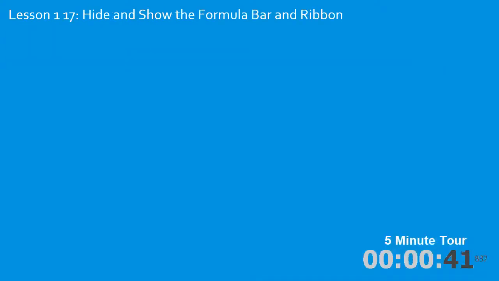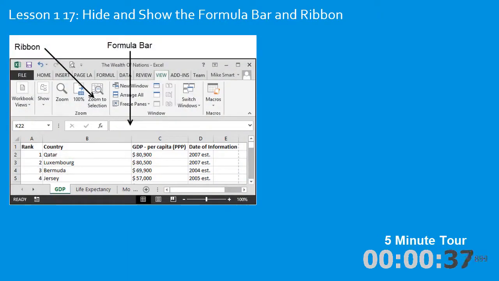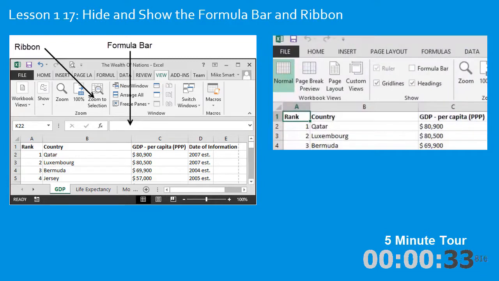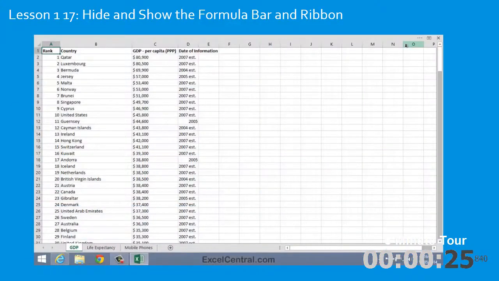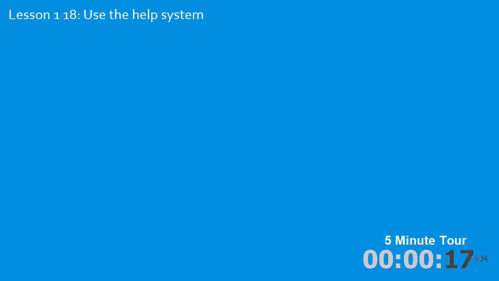In Lesson 17, I'll show you how to hide and show the formula bar and the ribbon. In this example, I've hidden the formula bar. And in this example, I've hidden both the formula bar and the ribbon. And in this final example, I've hidden everything to give you the maximum number of cells visible on screen. In the 18th and final lesson, I'll show you how to use the help system.